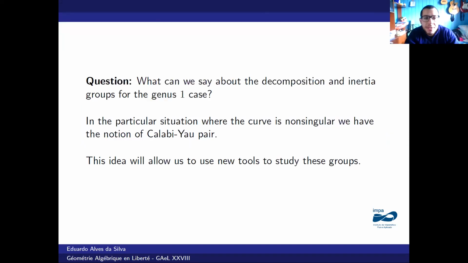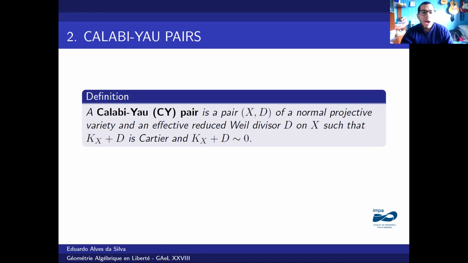But the question is, what can we say about the decomposition and inertia groups for the genus 1 case? In the particular situation where the curve is non-singular, we have the notion of Calabi-Yau pair. And this idea will allow us to use new tools to study these groups. And these tools will be very, very powerful. And now we have the following definition of Calabi-Yau pair.